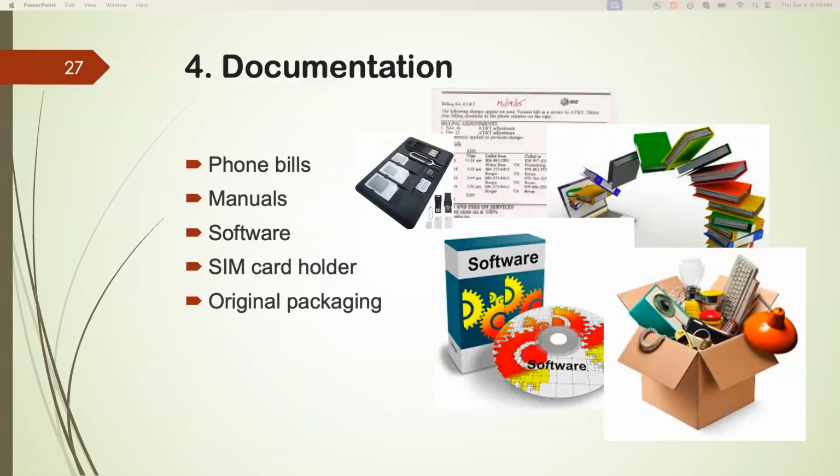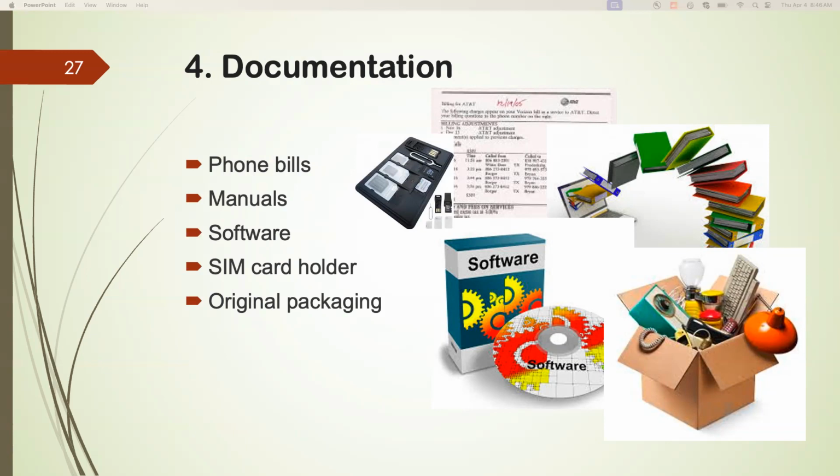Next, we have documentation. Documentation can be of multiple types: your phone bills, the manuals that come with the phone or the SIM card, and the software that you are using. For example, for those of you that use Apple, you have an application that you have to install on your PC. It has documentation on how to operate it and what the different options are. So all your software related documentation is important. The SIM card holder or the packaging in which the SIM card arrives would contain important information such as the SIM card serial number, the phone number that the SIM card will be using, and also the PUK number.